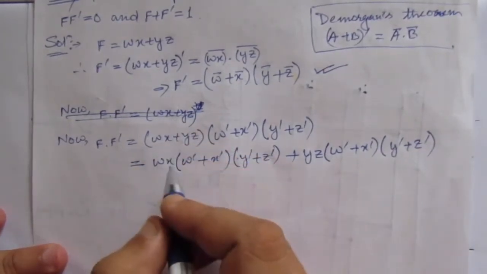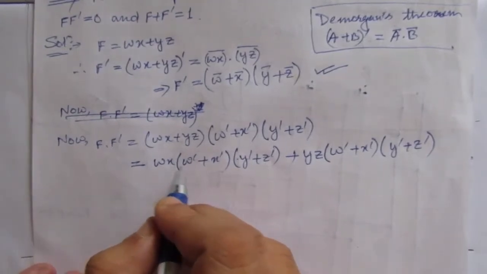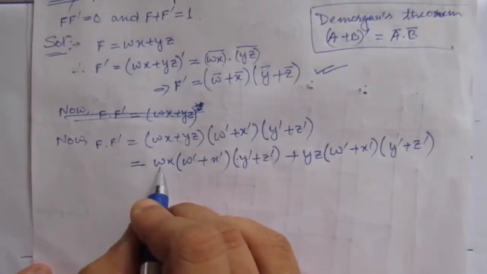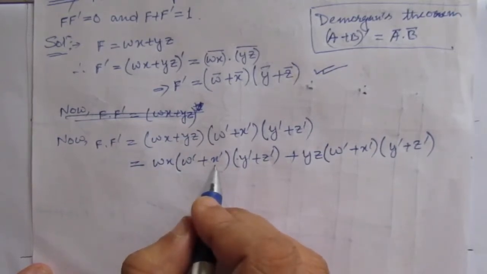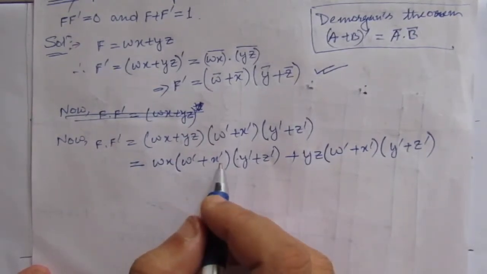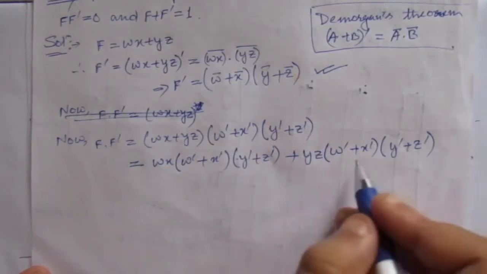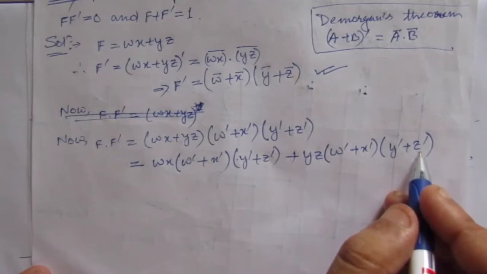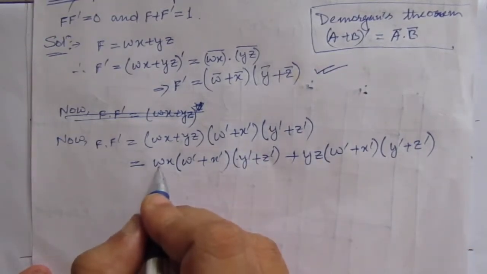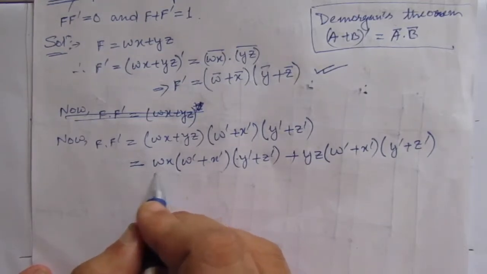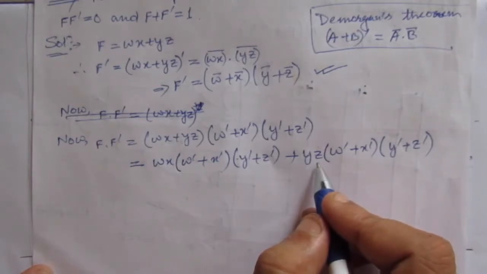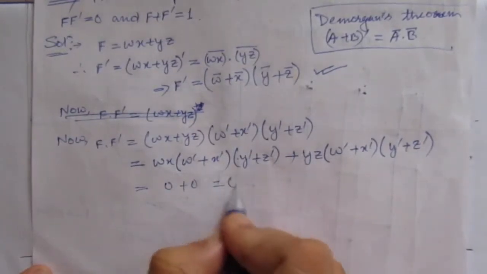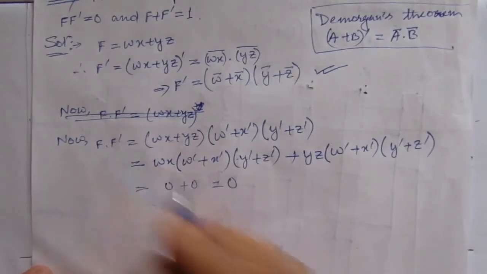Here you need to understand that suppose W and X both are 1. Then W bar and X bar will be 0, because these are the complements of W and X. So this term will be 0. Similarly here, if Y and Z both are 1, then Y complement and Z complement both will be 0. Next case is that if any one of W and X is 0, then this expression will be 0. If Y or Z is 0, then this expression will be 0. So what we get? 0 plus 0 equals 0. So F dot F complement equals 0.